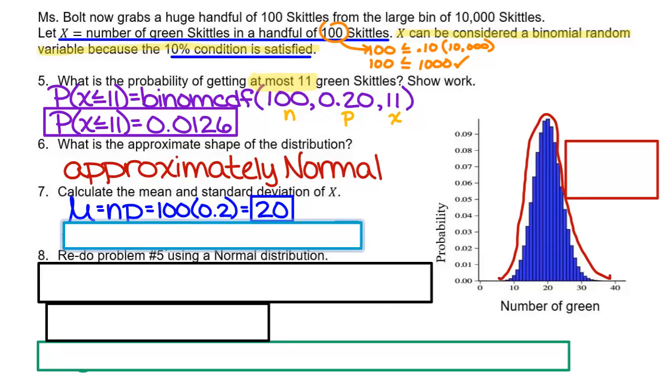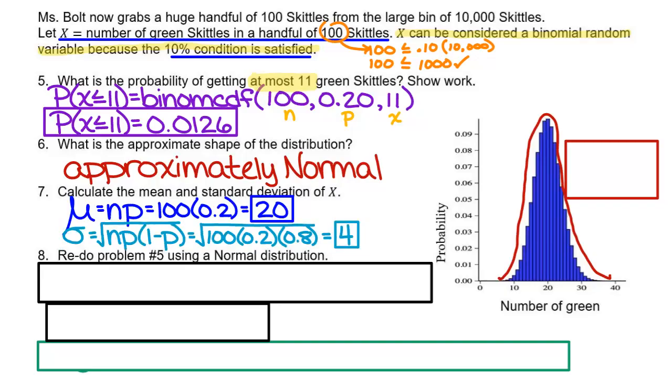What is the standard deviation? 4. Square root of n times p times 1 minus p, so we have the square root of 100 times 0.2 times 0.8, and we get exactly 4. So we said that this was approximately normal with a mean of 20 and a standard deviation of 4. So next to this distribution, I'm going to put a big capital N for normal, and then my labeled mean of 20 and my labeled standard deviation of 4.